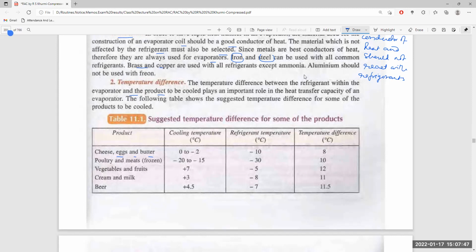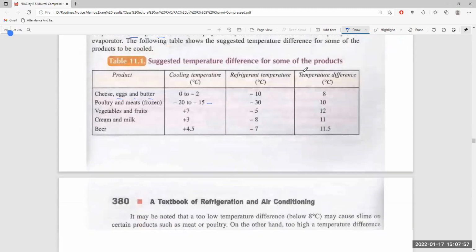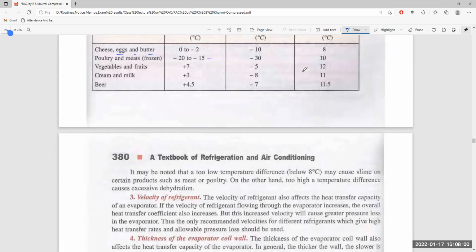The coolest refrigerant temperature is for poultry or meats, which are to be cooled to -20 to -50 degrees centigrade. Too low a temperature difference, below 8 degrees, may cause sliminess on certain products such as meat or poultry. On the other hand, too high a temperature difference causes excessive dehydration.